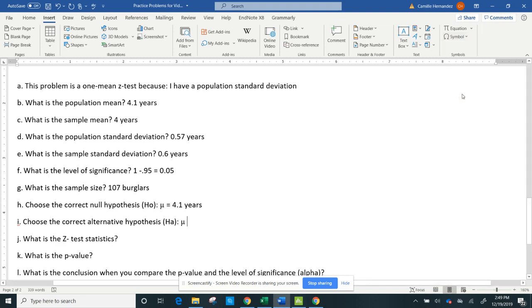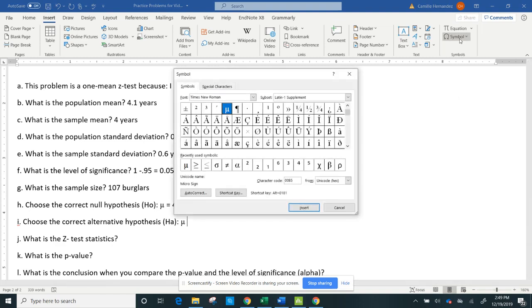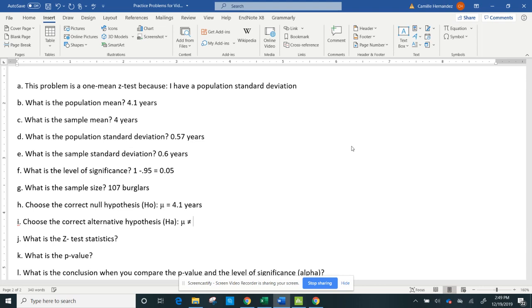Hopefully it's in here. That's easy to find. Yeah, there it is. There's my not equal sign. Okay, I insert it. And then again, 4.1 years. All right. The only difference between the null and the alternative is the sign that's in the middle of the mean and the actual values. That's it. So now I'm going to get my z and my p-value.